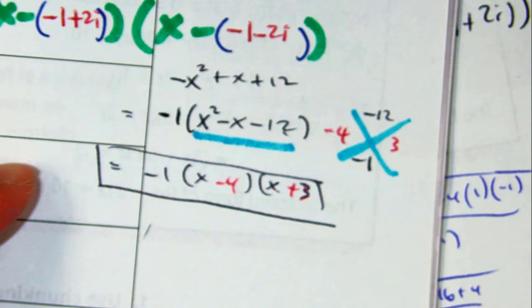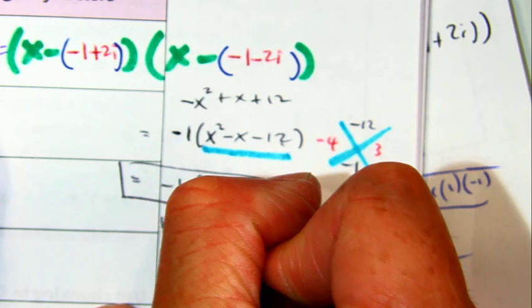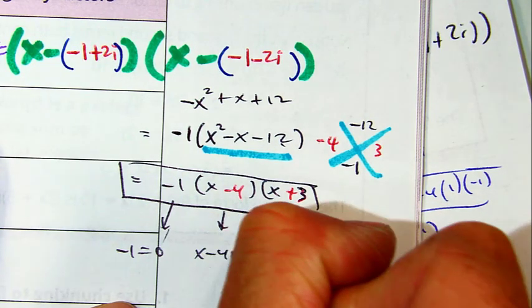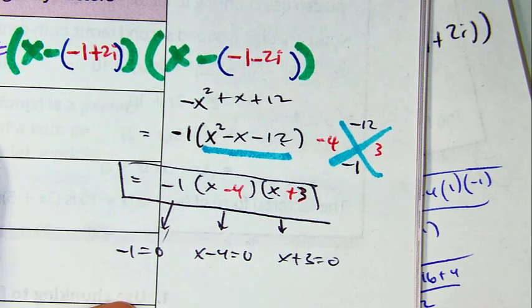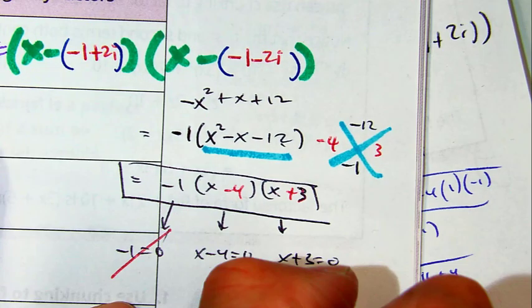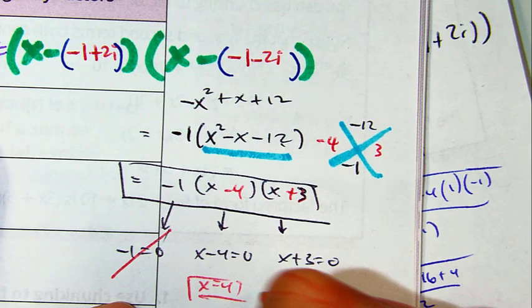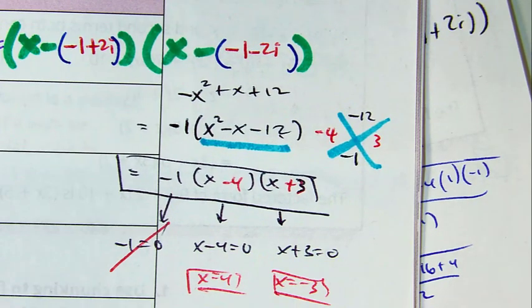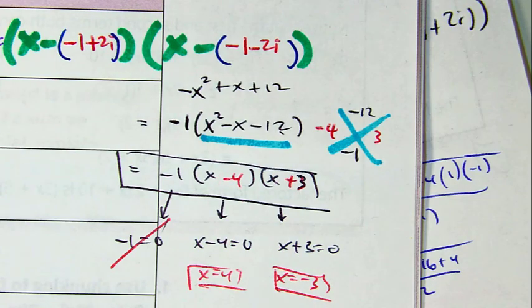Now, if you chose to use the quadratic formula, you would have just set each of these equal to 0. Negative 1 is equal to 0. X minus 4 equals 0. X plus 3 equals 0. This is a no solution. X equals 4 and x equals negative 3. So, again, if you did the quadratic formula or factoring, you'll get the same 2 solutions. But I just wanted to show you if you take out GCF from negative 1, it's possible still to factor that one.